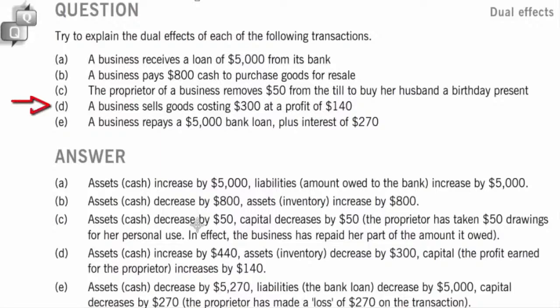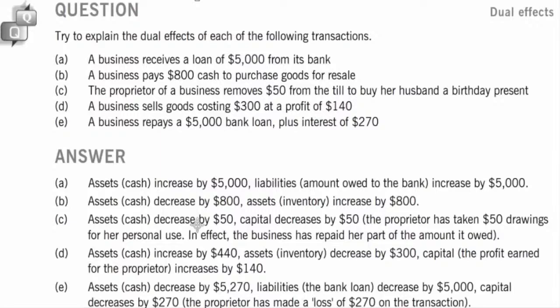Transaction D. The business sells goods costing $300 at a profit of $140. In this transaction, the business is selling goods. The cost of the goods was $300, but the business made a profit, selling them for $440, the cost of $300 plus the profit of $140.